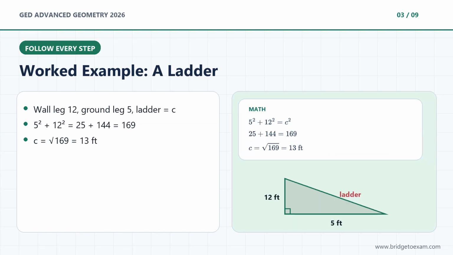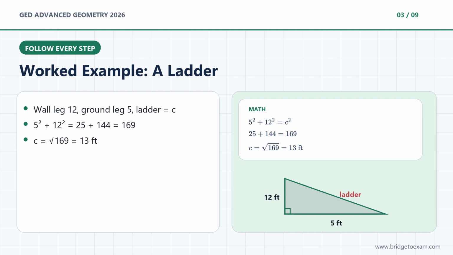Let's work a full example, slowly. A ladder reaches 12 feet up a wall, and its base is 5 feet from the wall. How long is the ladder? Step 1. Sketch the triangle. The wall is a leg of 12, the ground is a leg of 5, and the ladder is the hypotenuse. Step 2. Write the theorem. 5 squared plus 12 squared equals c squared.